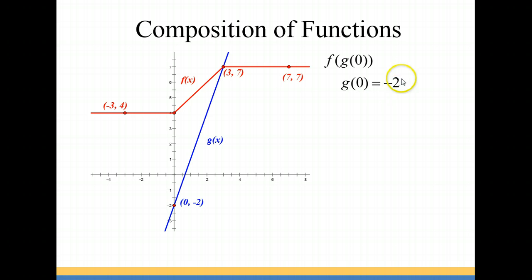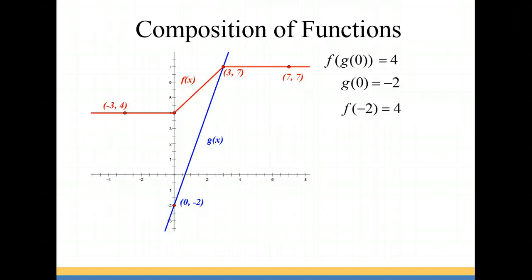So we're going to take that negative 2 and plug it into the f function. So we're going to the f function and looking at negative 2, and that would be around here. So that result is 4. So that tells us that the composite function evaluated at 0 should be 4.